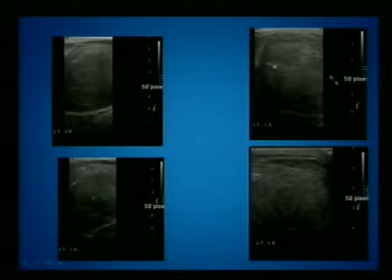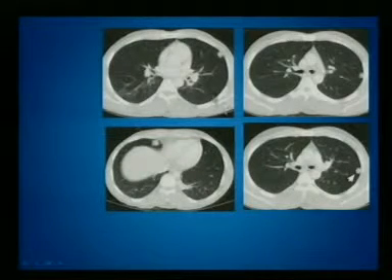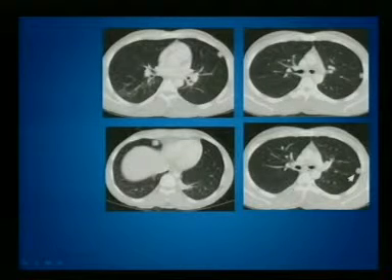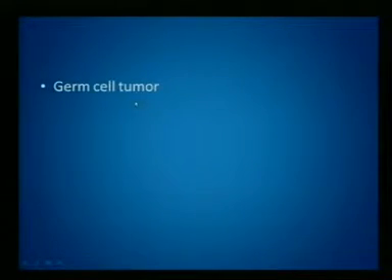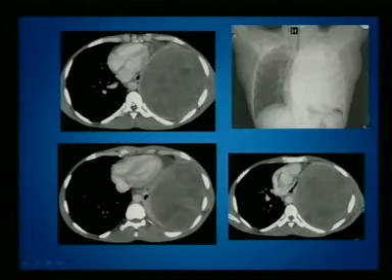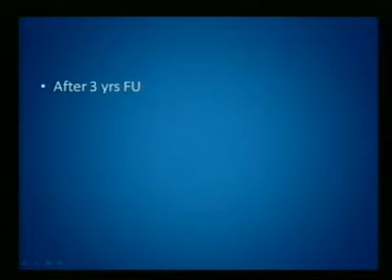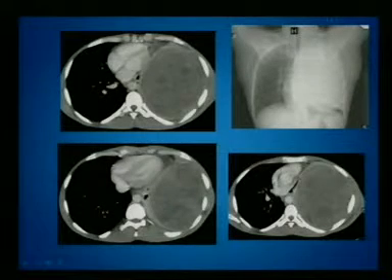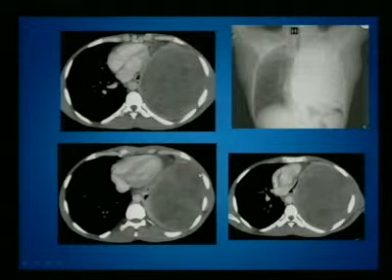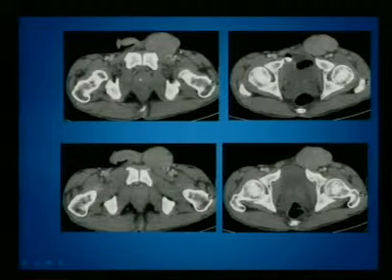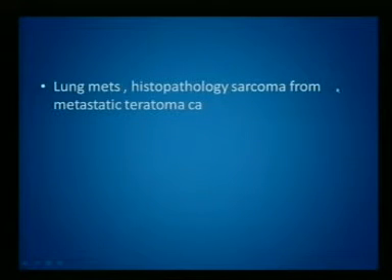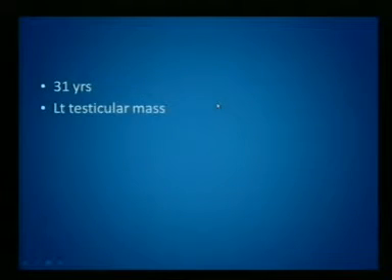Another patient with a left testicular mass. Here you see a large heterogeneous mass with calcification. On the CT scan, you have multiple nodular metastases in the lungs. It is a germ cell tumor, with teratocarcinoma. This patient was followed up after 3 years. He developed a large mass in the chest and a large mass in the left inguinal region, proved to be a sarcoma from metastatic teratocarcinoma at histopathology.